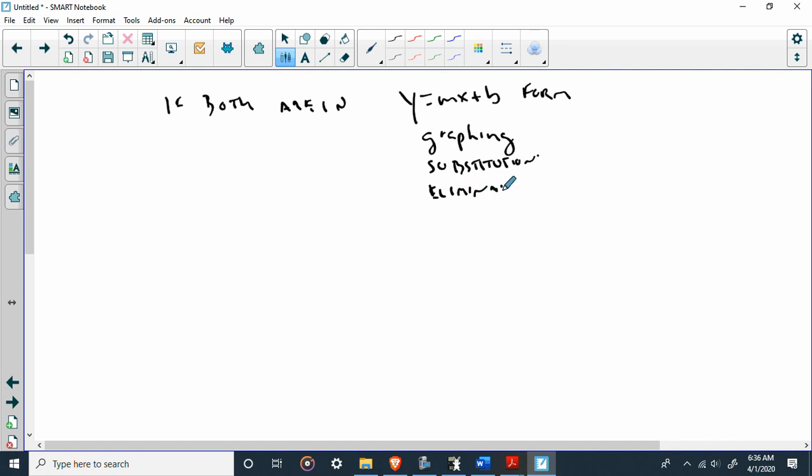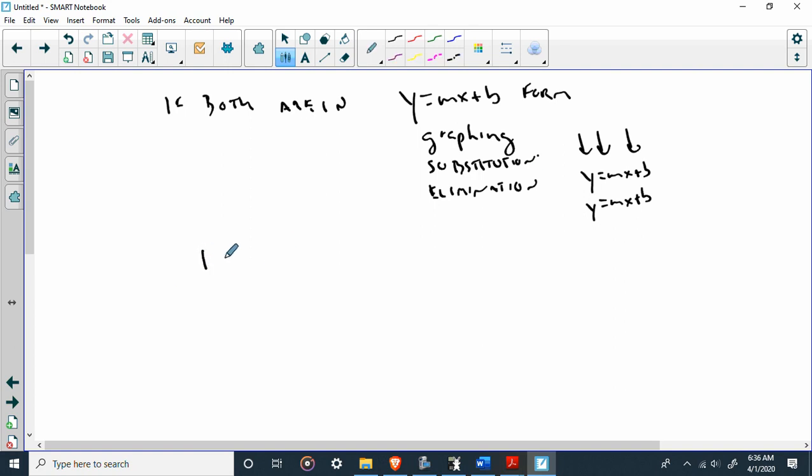We use elimination more with standard form, but think about it. If I had y is equal to mx plus b, and another y is equal to mx plus b, again, everything is set up the way it's supposed to be. You can stack them and eliminate them, okay?